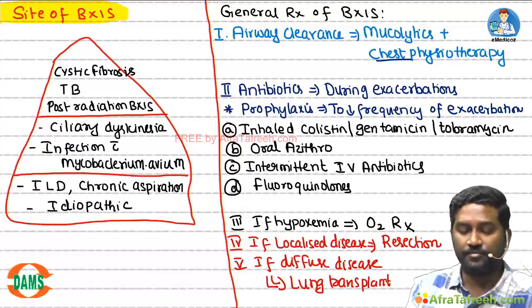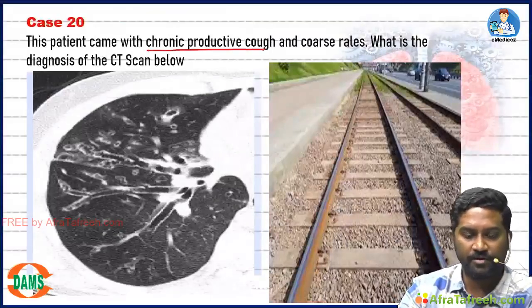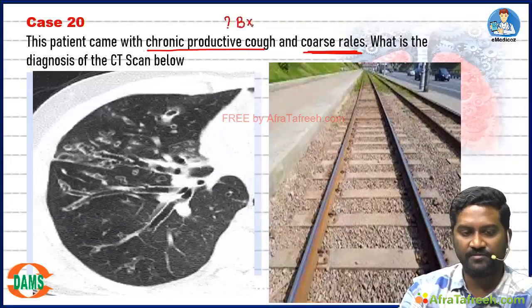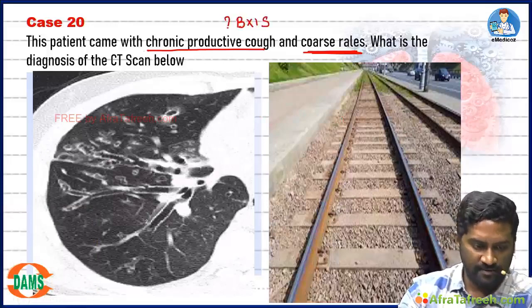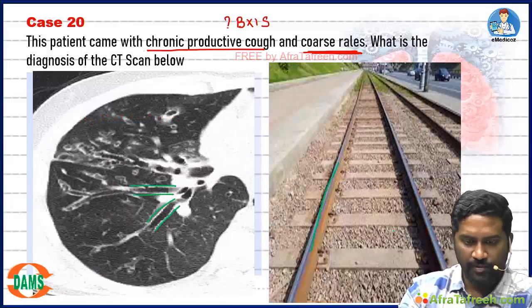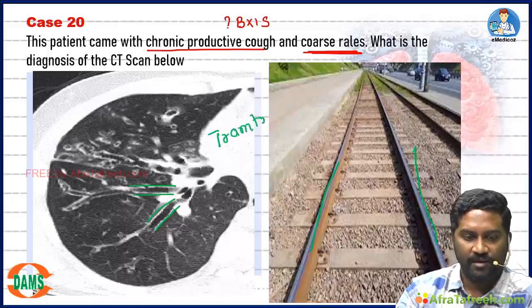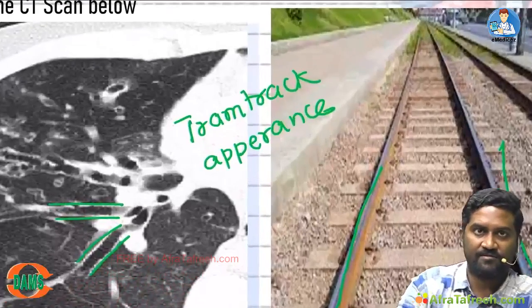Let us see a case scenario. This patient has come to you with chronic productive cough and coarse crepitations. When you see these two in combination, your suspicion should be bronchiectasis. They have given a CT and asked you the diagnosis. Now, in this CT, can you see dilated airways, similar to parallel railway tracks? Yes. This finding is called a tram track appearance.